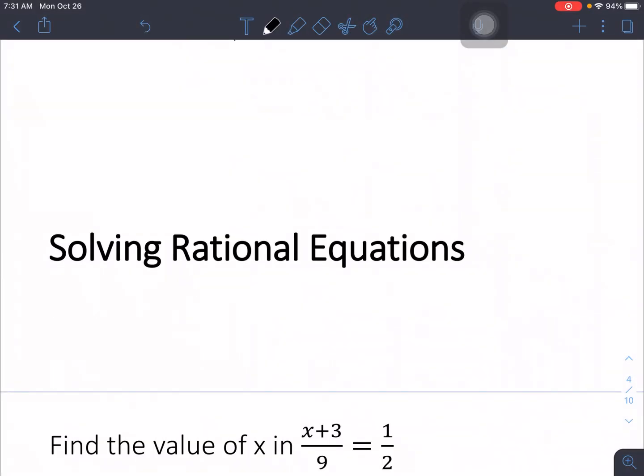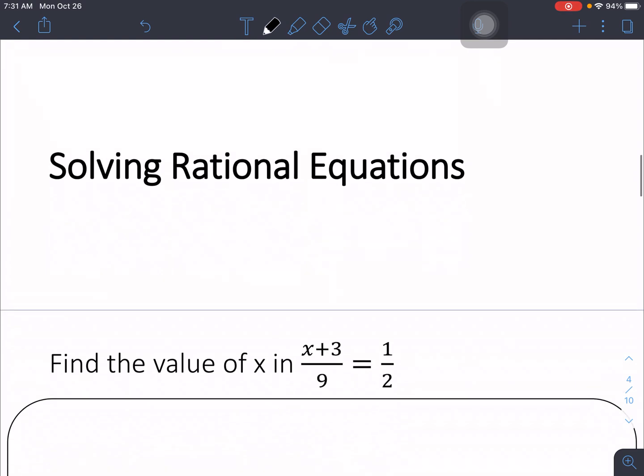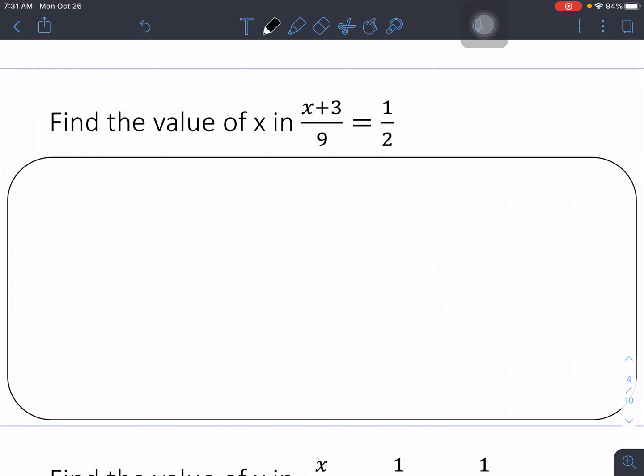Hey, good day. Now we will try to solve rational equations. Okay? So, for example, let us find the value of x in (x + 3)/9 = 1/2.